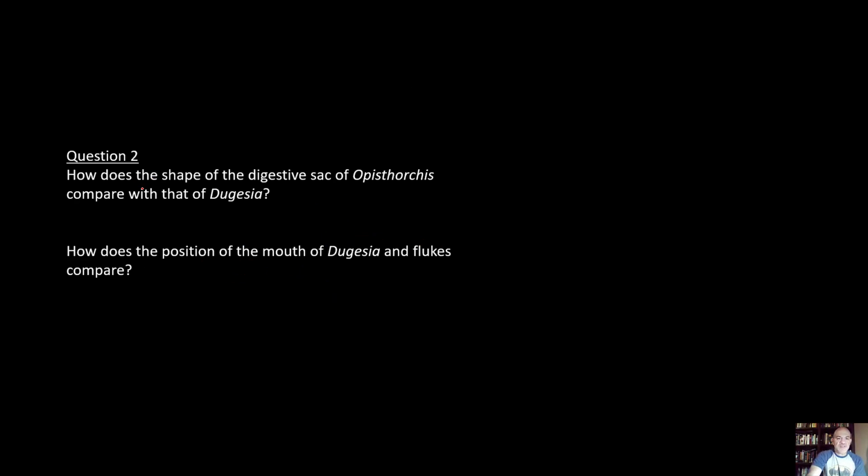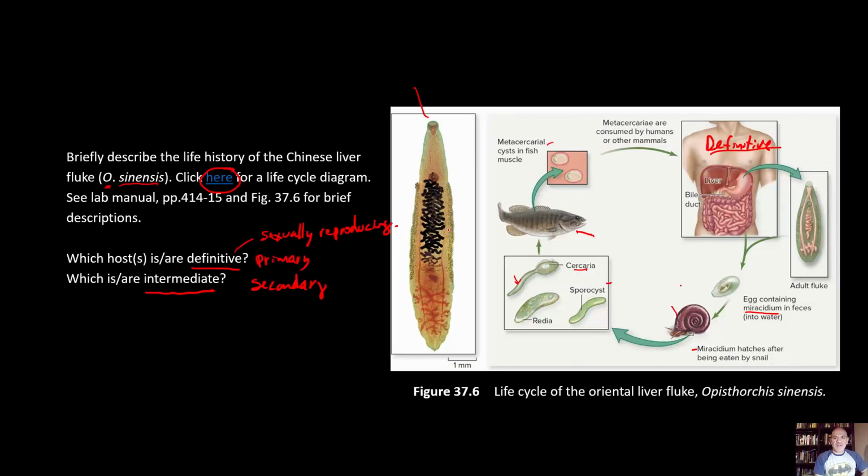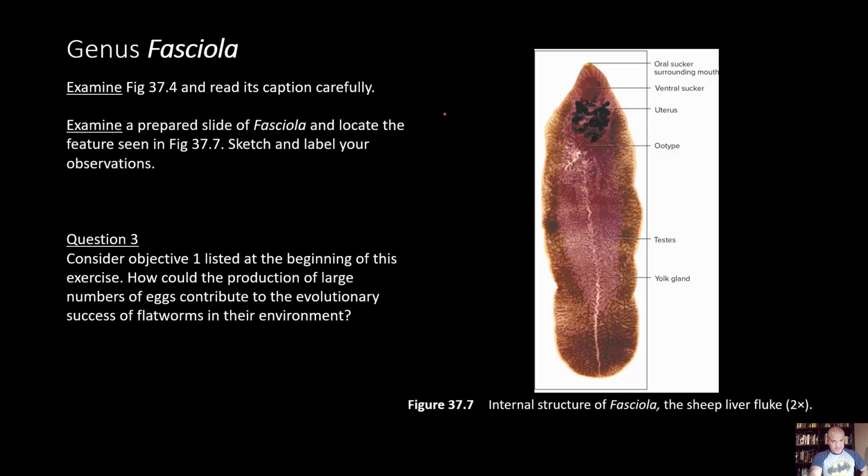So there are some questions to answer about Opisthorchis, asking you to compare the digestive cavity, or gastrovascular cavity, of Opisthorchis with Dugesia. They also ask you to look at the position of the mouth. Remember, for Dugesia, it was at the end of a pharynx on the ventral side, whereas for the flukes, if we went back and looked, the mouth is on the anterior end. So it's just a basic comparison that you can answer there.